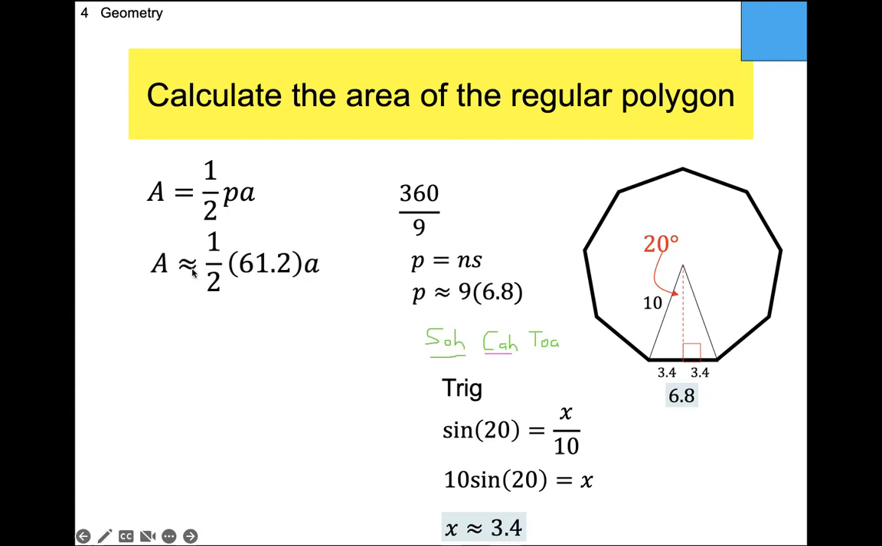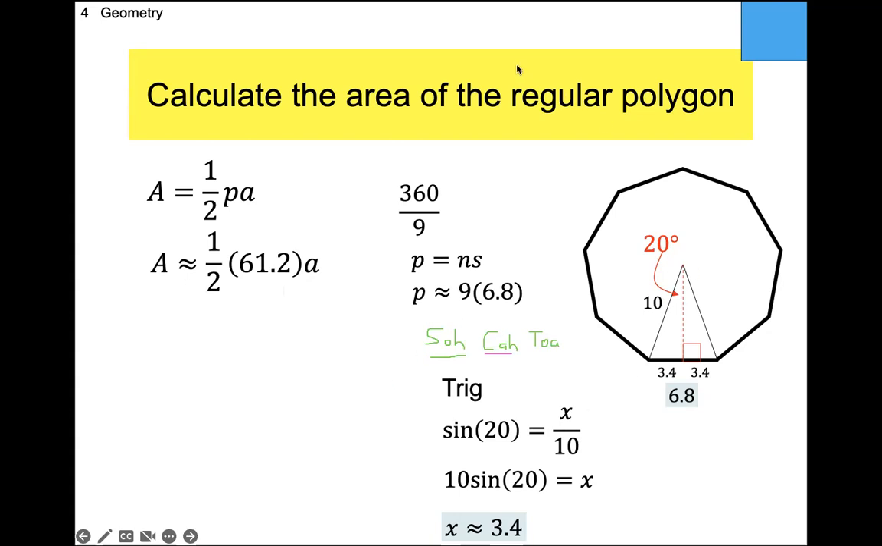Notice I changed the equal to approximate. Now I just need to find the apothem. You've got two options now. I've got a side of 3.4 and a side of 10. I could use the Pythagorean theorem: 10 squared minus 3.4 squared, and take the square root of that answer. Or I could use trig again. I'll show you trig since we're already set up for trig.